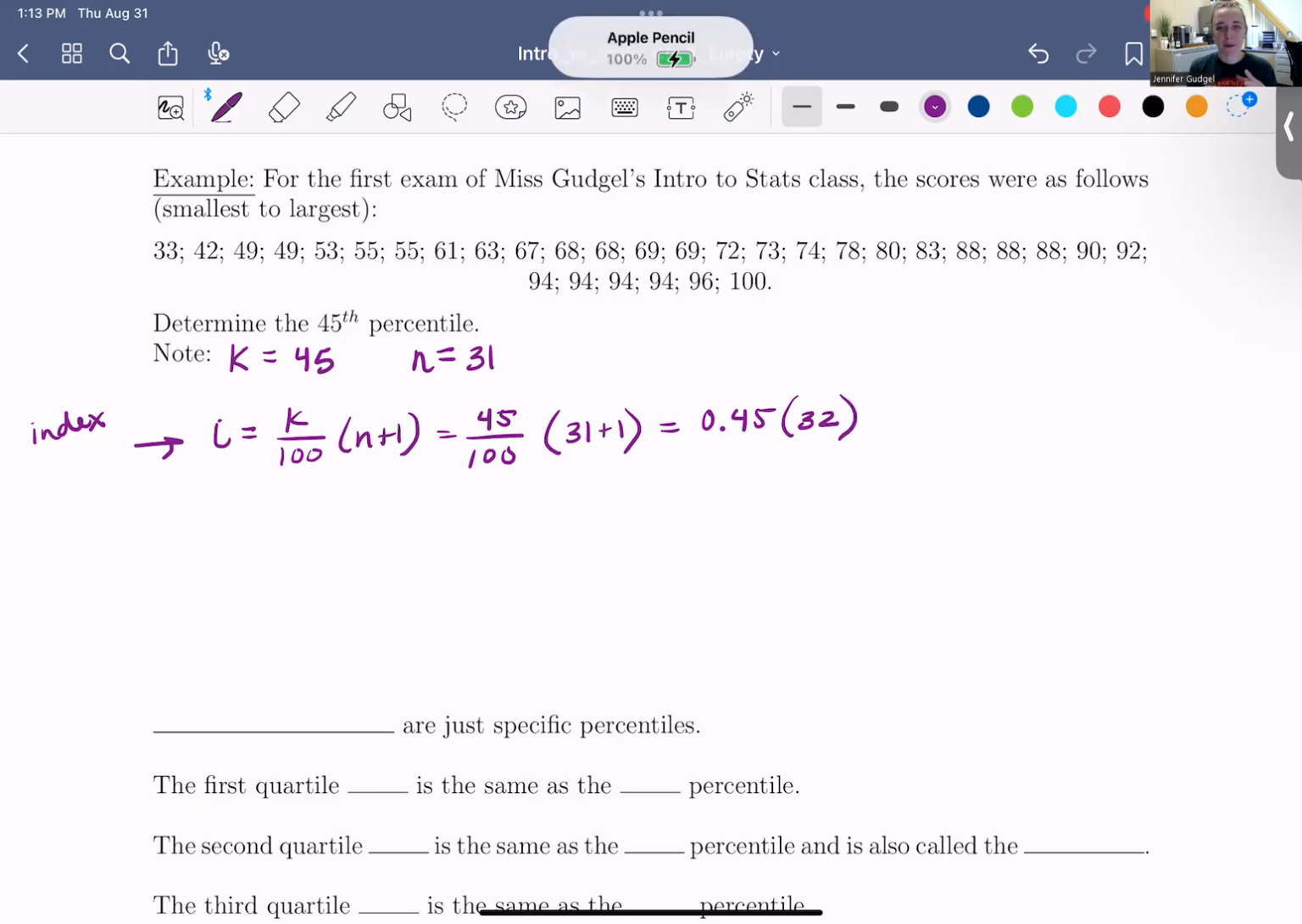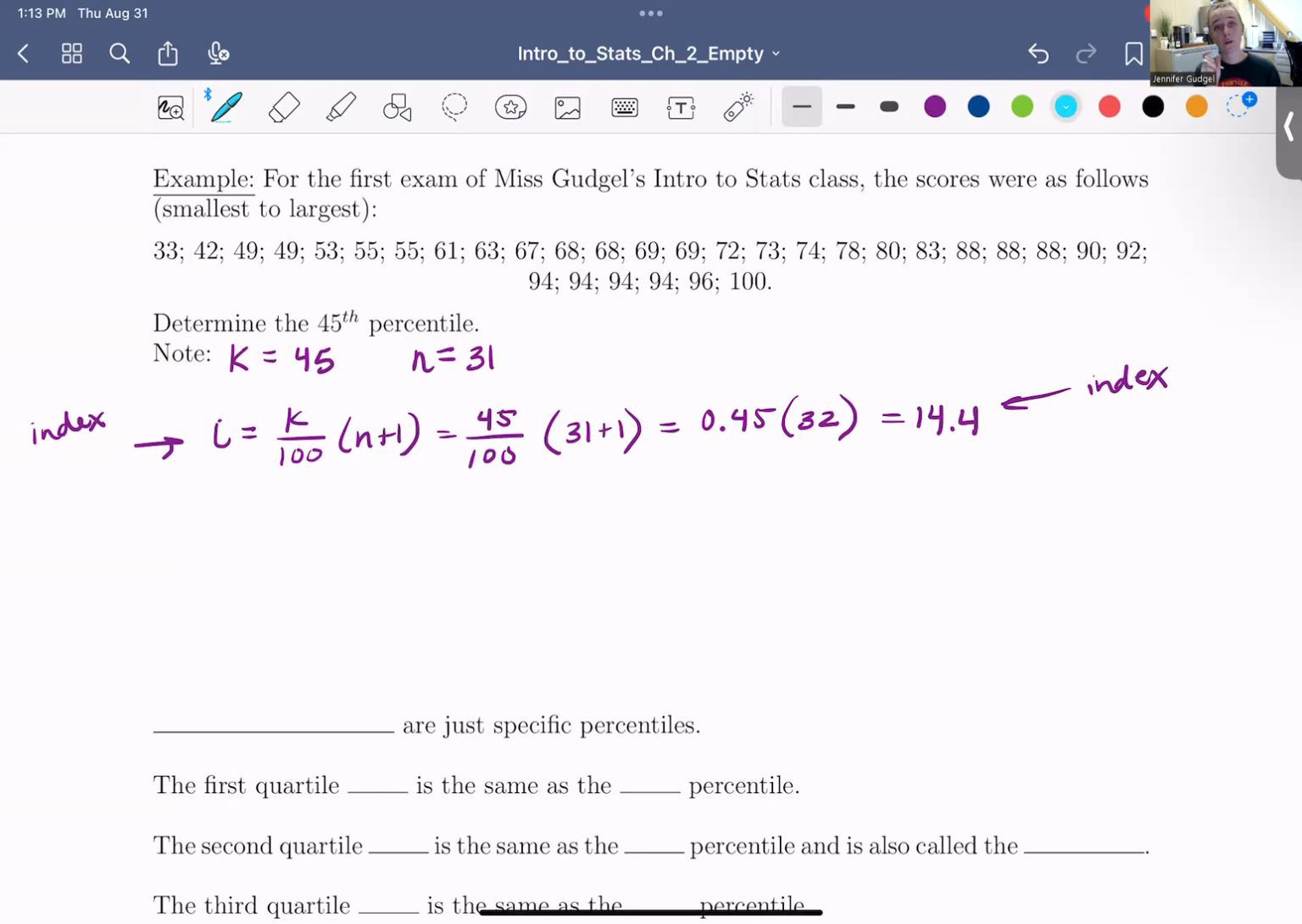Typically, I'll simplify by hand until here, and this is where I'll turn to a calculator. I have my phone right here, so I'm just going to use the calculator in there right now. In other sections, I might pull up a calculator where you can actually see what I'm typing in. All right, but we have 0.45 times 32. We get 14.4. Again, that is not the result. That's not the percentile. This is the index. This is where that percentile is located.